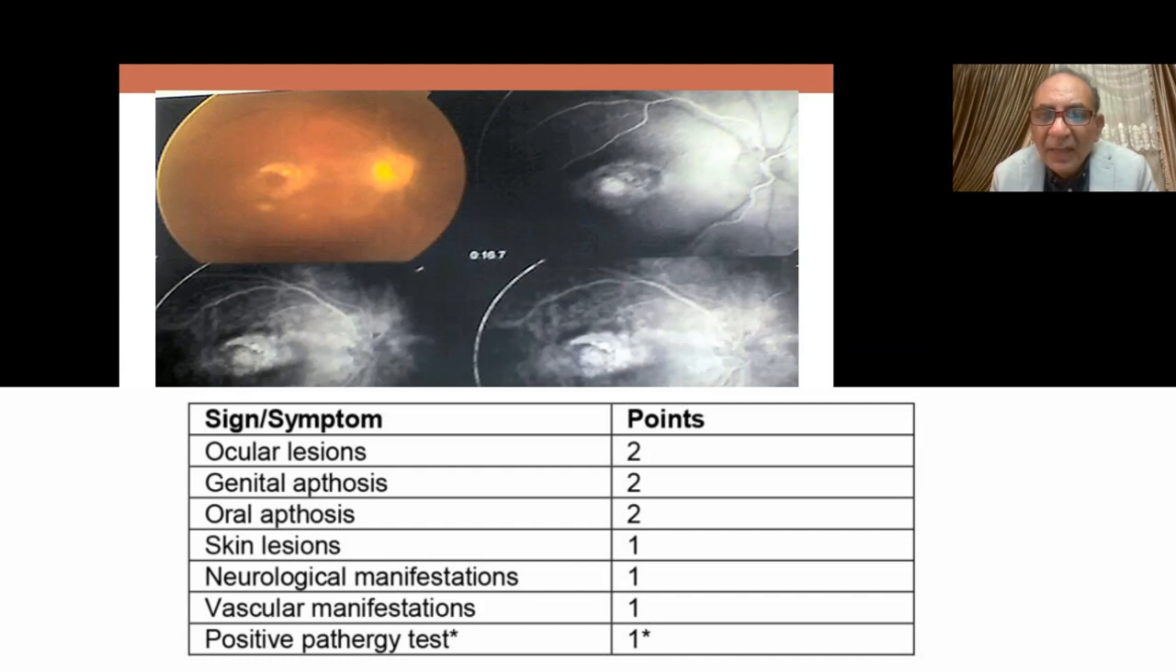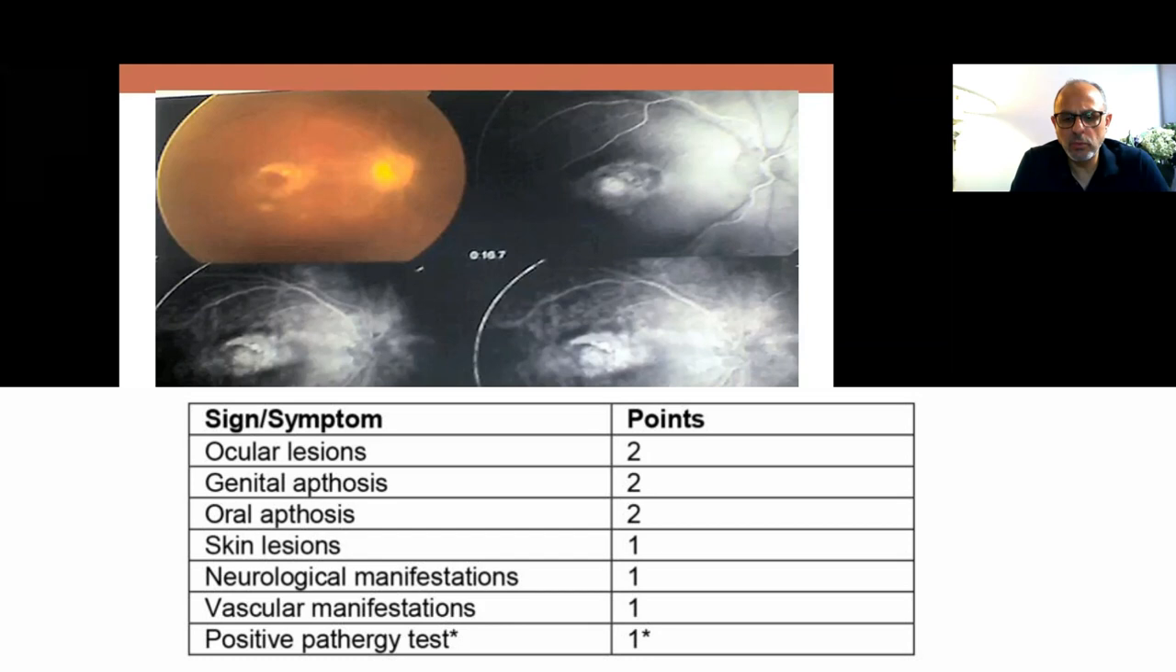And every skin lesion, give 1. The pathergy test is optional, and you can give it 1. So if a patient scores 4, we consider it Behcet. So if the patient has just oral and genital ulcers, this is Behcet, even if he doesn't have any ocular manifestations.